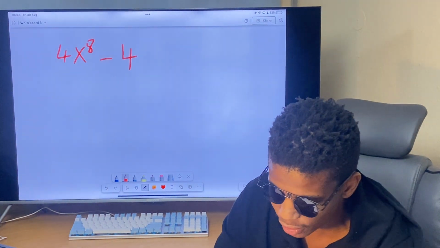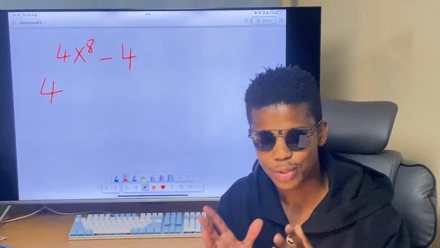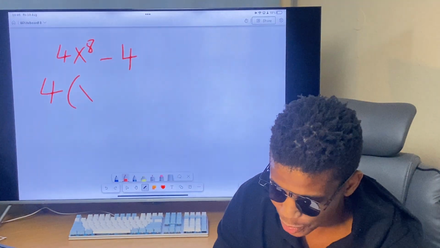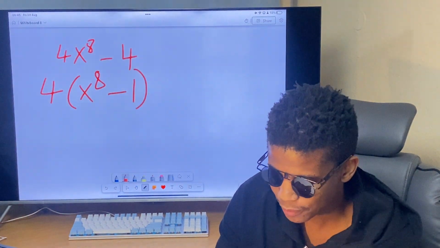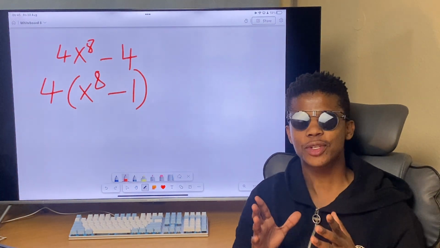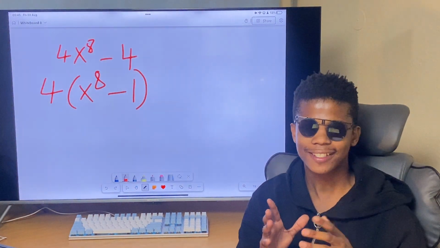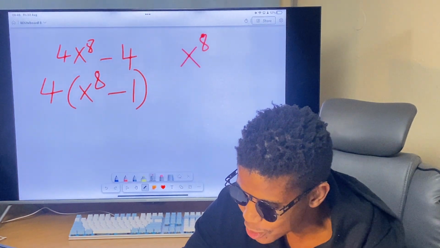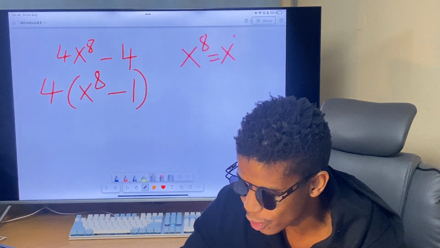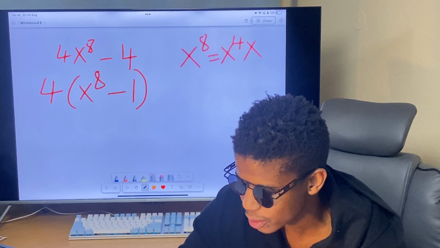So we're going to take 4 out because it's common in the two terms. So we have x to the power 8, and then here we're going to be left with 1. Now we can nicely execute our difference of two squares. We can all agree that x to the power of 8 is going to break into x to the power of 4 multiplied by x to the power of 4.